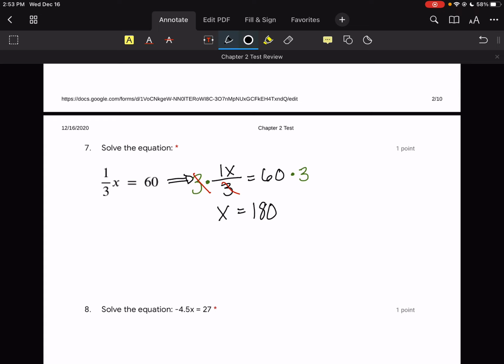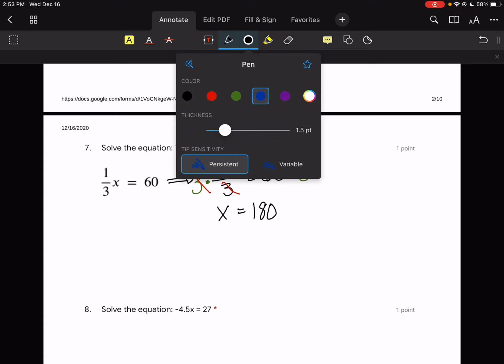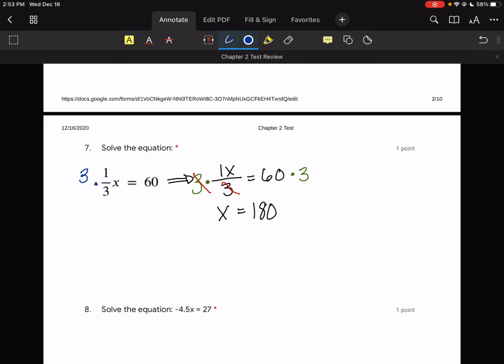Something else that you could do is multiply by the reciprocal. So you could multiply by 3 over 1 on both sides. So again, you're going to have 60 times 3, which is 180, divided by 1, which is still 180. So either way still would give you that x is equal to 180.